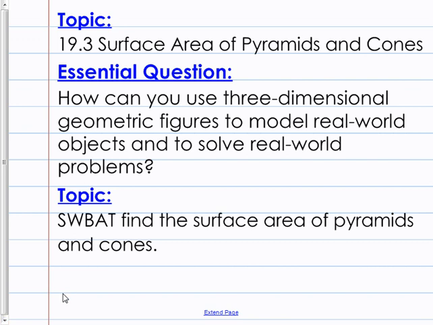And welcome back, Wolfpack. Today's lesson is 19.3, Surface Area of Pyramids and Cones. Hopefully by the end of today's lesson, you will be able to find the surface area of pyramids and cones.